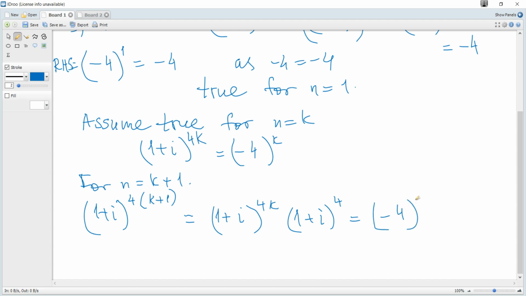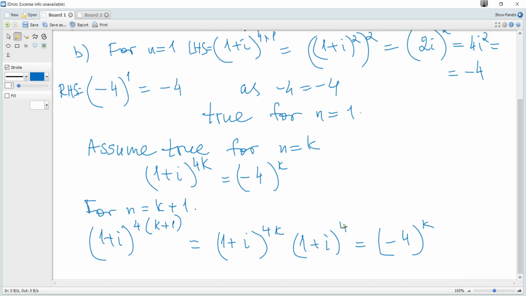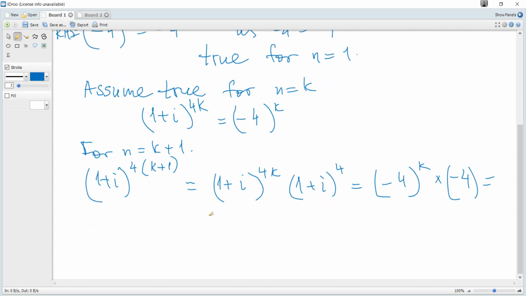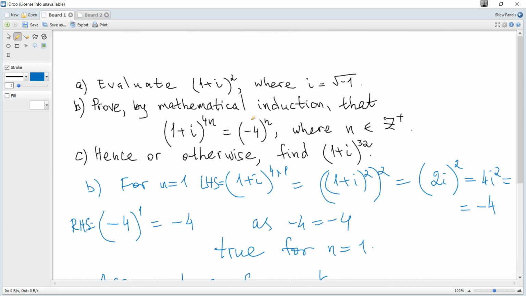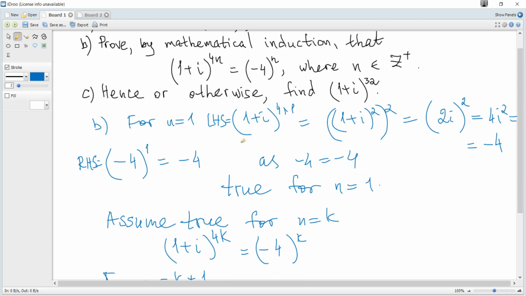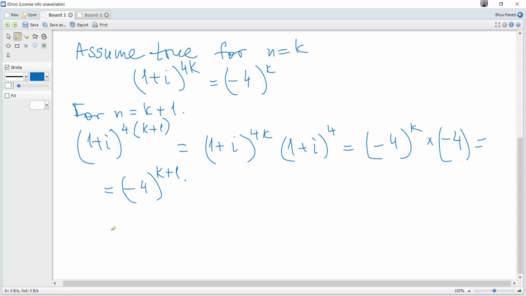And it becomes (1 + i)^(4k), which is (-4)^k, and using the previous result, (1 + i)^4 is -4, so multiplied by -4. And we can see that it becomes (-4)^(k+1). So we get (-4)^(k+1) when n is k + 1. So it's true for n = k + 1.